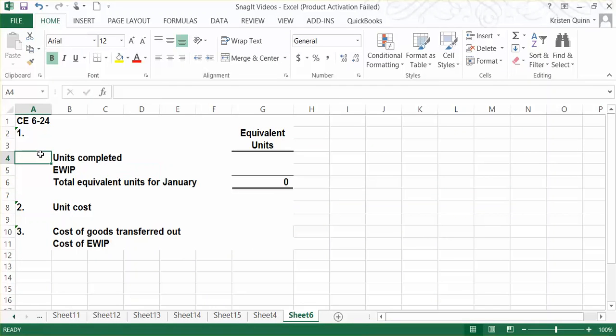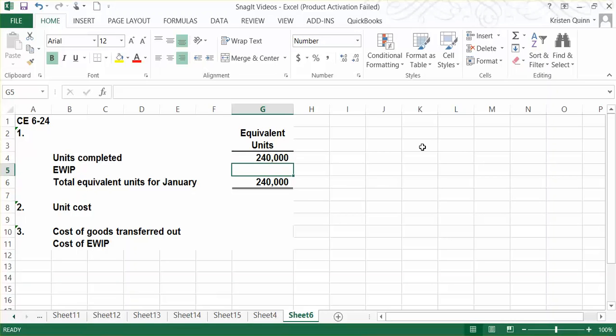When calculating equivalent units under the weighted average method, we start with units completed. One completed unit equals one equivalent unit. So in this example, we have 240,000 pints that were completed and transferred out. Therefore, we have 240,000 equivalent units.